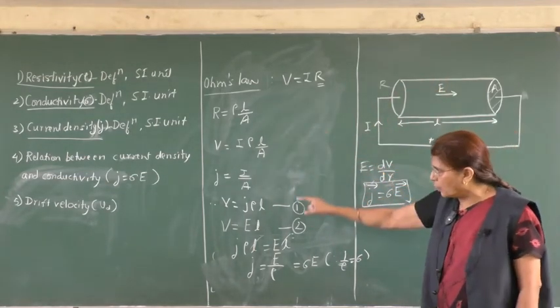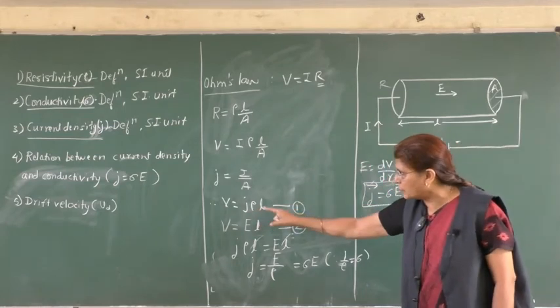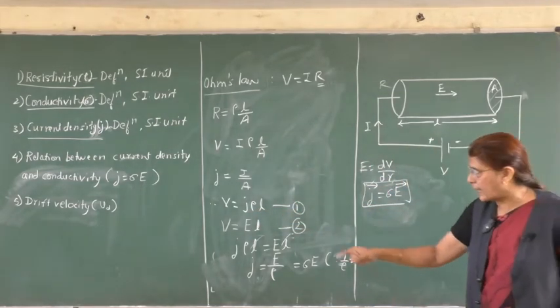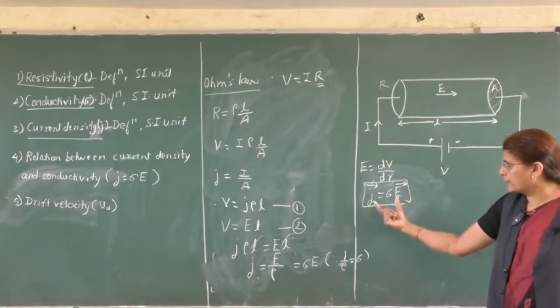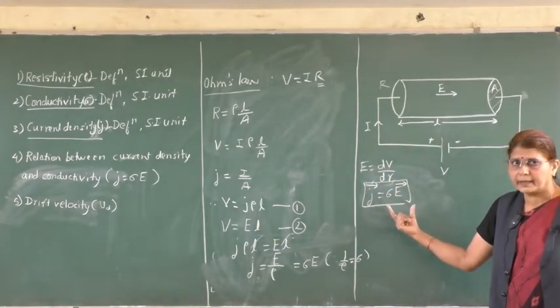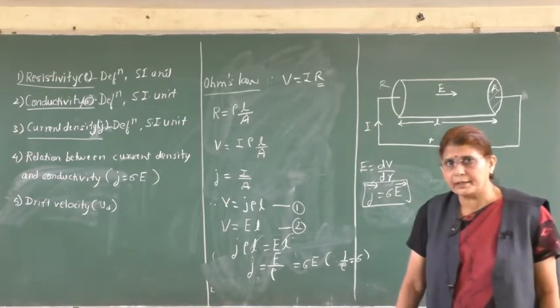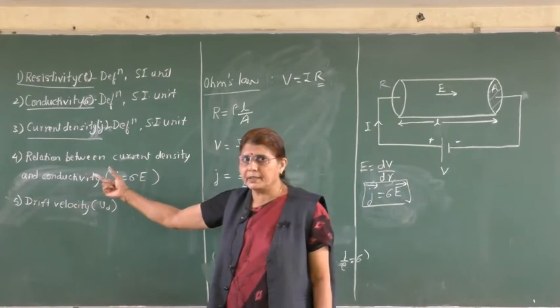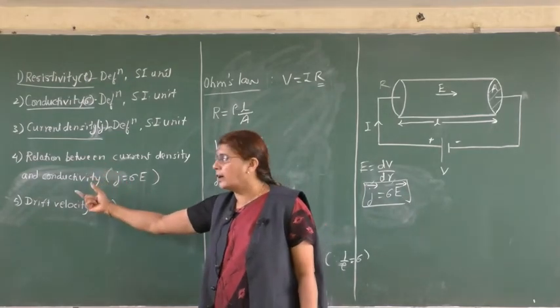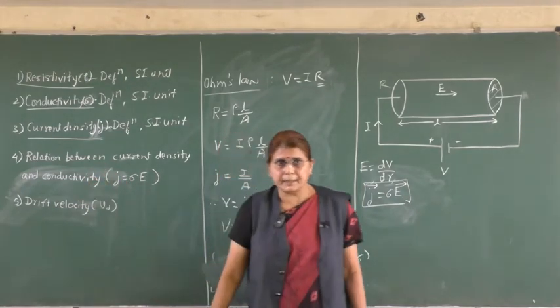One is using Ohm's law, we have V equals J rho L, and using your second chapter we have the equation V equals E L. Equating the two, you get the relation J equals sigma E. So this is also a very important relation. Sometimes this derivation is asked for 2 or 3 marks. Relation between current density and what is called conductivity.